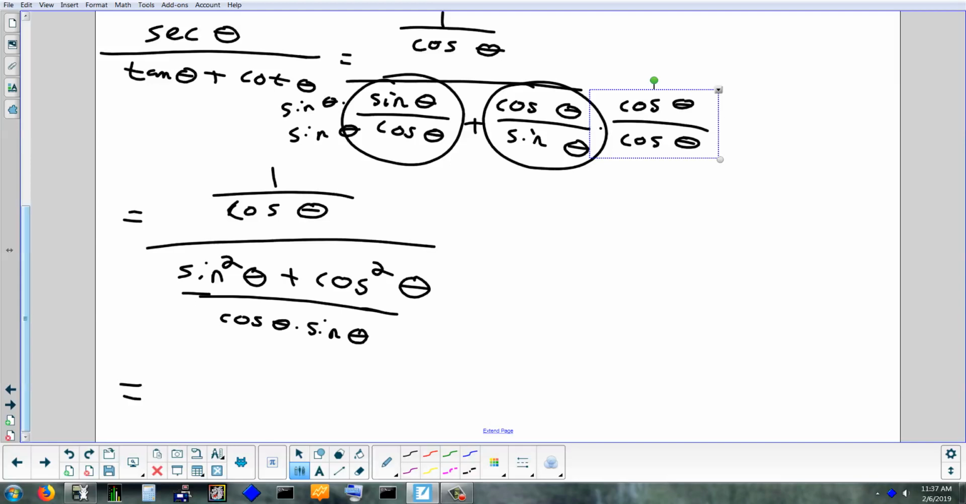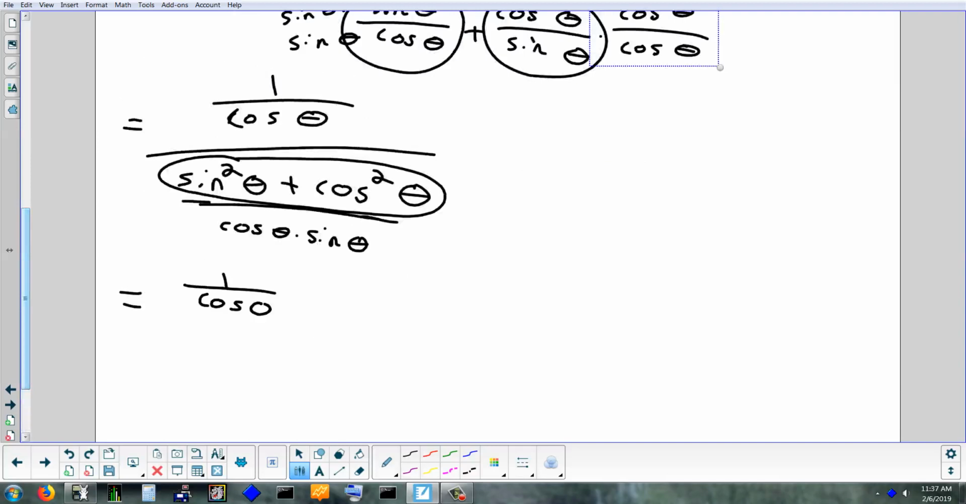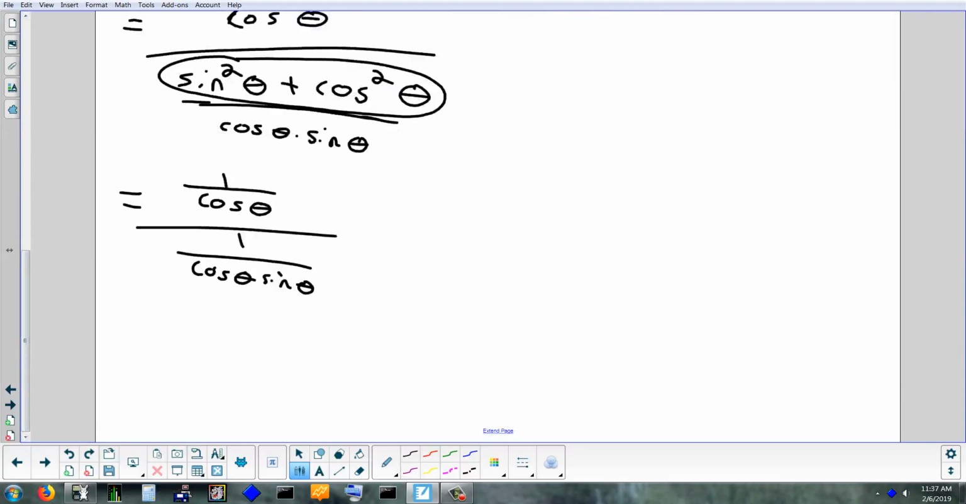Now it looks bad, but there's a lot of that that's about to go away. This whole thing turns into a 1. It's all gone. So now we just have 1 over cosine over 1 over cosine times sine. Now we're back in the situation where we have a fraction divided by a fraction. That's very similar to the first one. What do you do when you have a fraction over a fraction? Multiply by the reciprocal. Again, if you're not even sure what's going to happen, just try it. Maybe something cancels out.